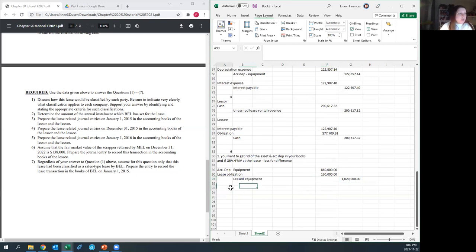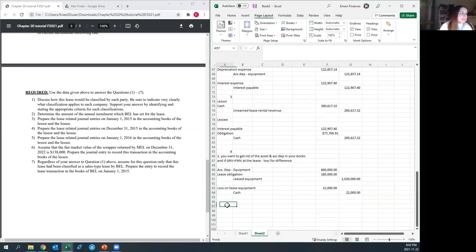Now we're going to calculate our loss. So our loss on lease equipment is our $160,000 minus the $138,000, which is the fair market value that they put in the question. And you're going to have to pay cash to the lessor.